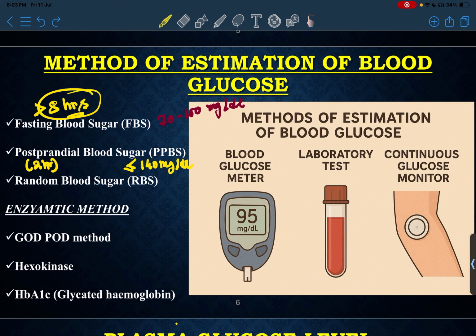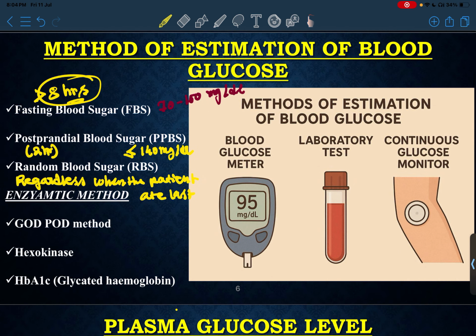Next is random blood glucose. We measure blood glucose at any time, regardless of when the patient ate last. This is random blood sugar.